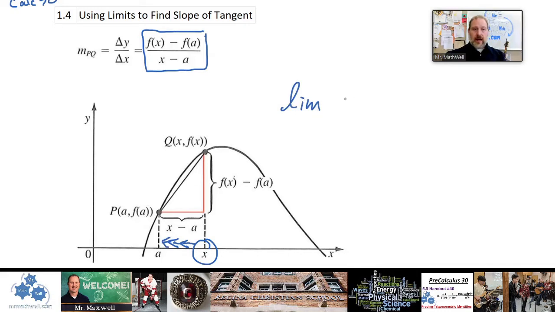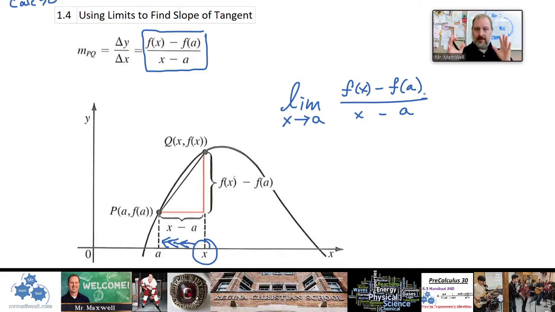So guess what? Limit of this function, that's f of x minus f of a over the difference in the x values. If I let x approach a, the limit of this slope between the 2 points that are getting closer and closer together, that limit is going to be equal to the slope of the tangent line. So that's the basis of this whole lesson. We are going to combine the slope of a secant line, which we've calculated before, and the skills that we've learned by finding limits of functions, rational functions. We're going to put them together.